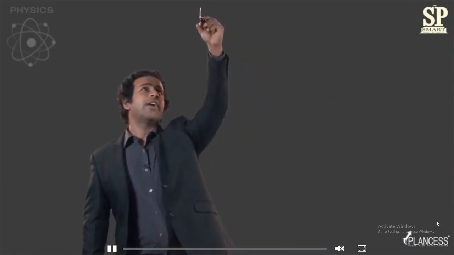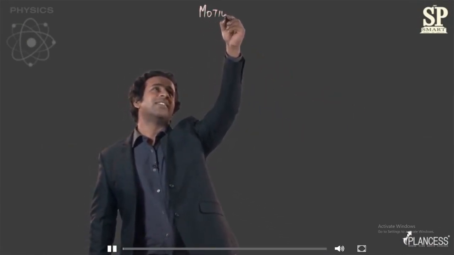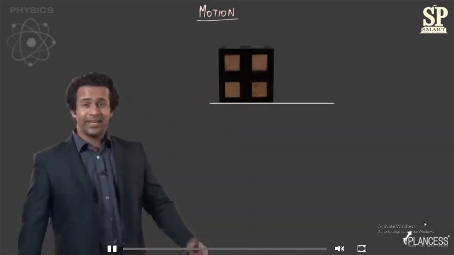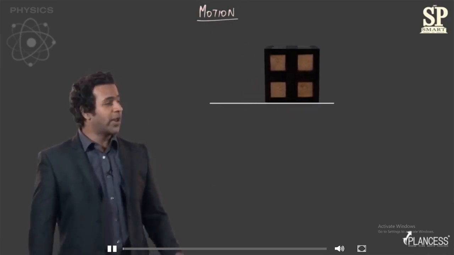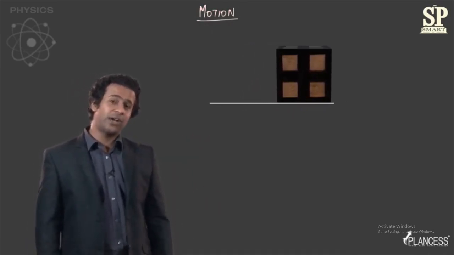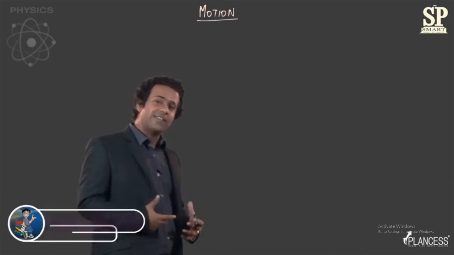Now that we are done with the introductions, let's start the first chapter, which is motion. We already know what motion means, right? When a body is moving, it is said to be in motion, and when it stops moving, it is said to have come to rest. Later we will give a more strict definition of motion, but for now, we can understand that movement means motion.